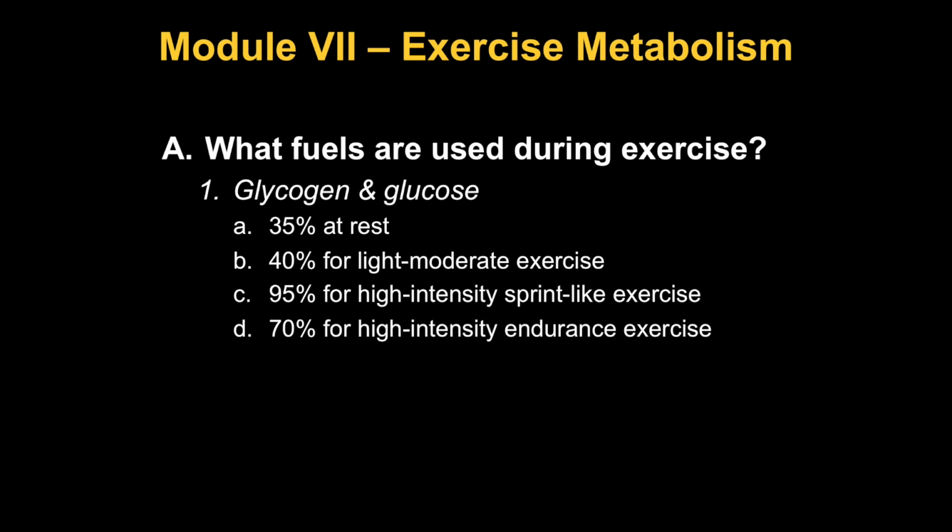Well, for glycogen and glucose, we're going to utilize those substrates for about a 35% contribution to overall ATP production at rest. If we move up to light to moderate exercise, we get a little bit more contribution from them, about 40%. We go to high intensity sprint-like exercise, we're going to get 95% contribution from glycogen and glucose to ATP production. That tapers down a little bit at high intensity endurance exercise like a marathon.